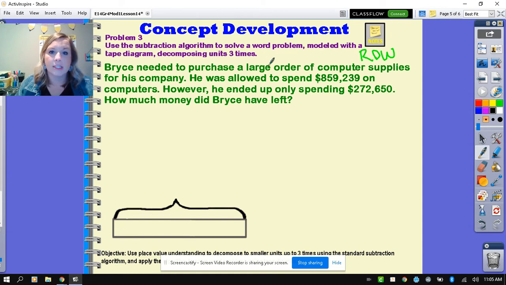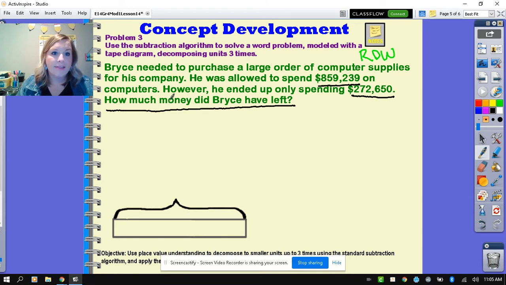Bryce needed to purchase a large order of computer supplies for his company. He was allowed to spend $859,239 on computers. Whew. However, he only ended up spending $272,650. How much money did Bryce have left?